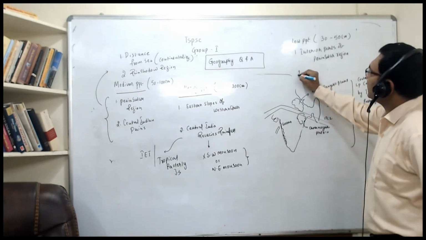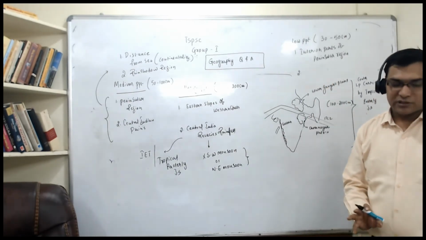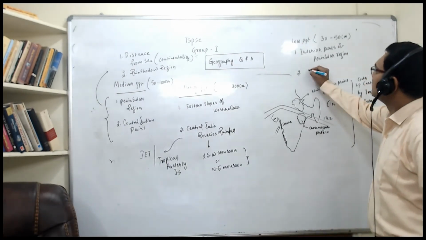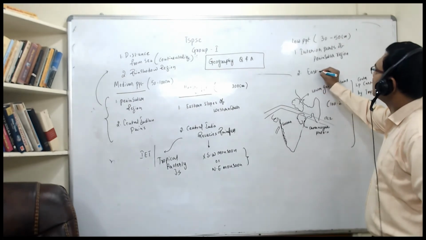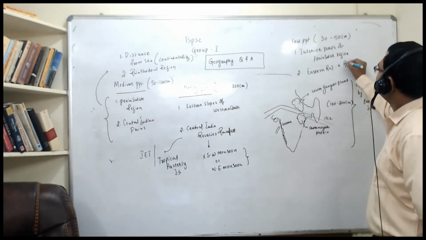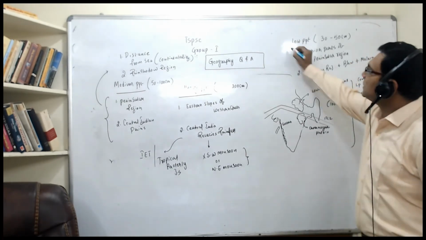Then second is your Bundelkhand, Malwa plateaus. Okay, Bundelkhand regions, Malwa plateaus, and eastern Rajasthan. Eastern Rajasthan, Bundelkhand plus Malwa plateau.